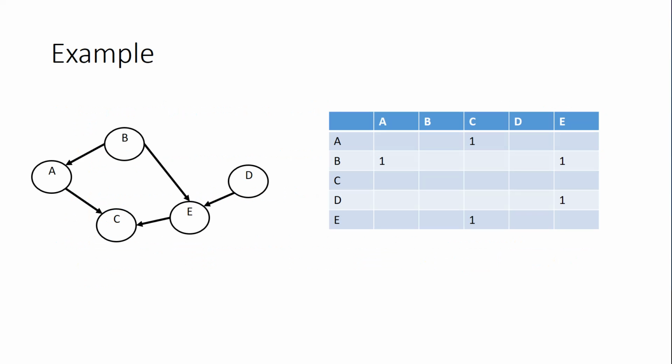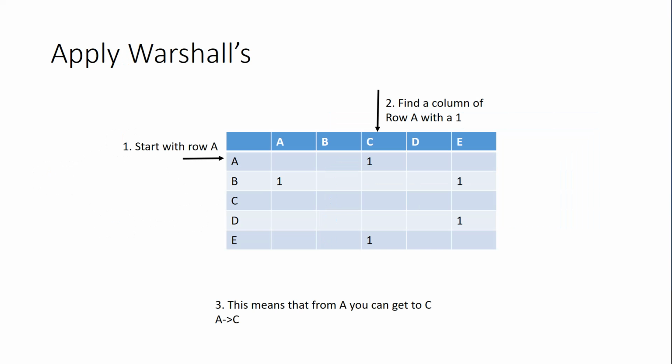Here's an example. Here's a small connected graph on the left, 5 vertices. And on the right, I've got the adjacency matrix representation. So you can see from A, I get to C, from B, I get to A. You know, it's very straightforward. From C, I don't get anywhere. From D, I get to E. From E, I get to C. So we take this matrix for our example and we'll apply Warshall's.